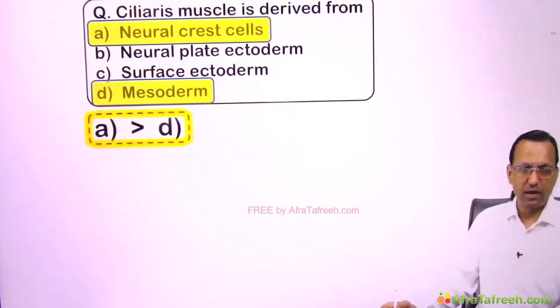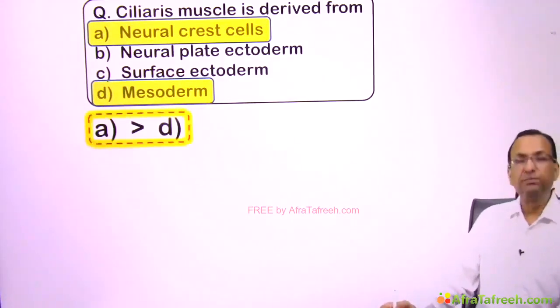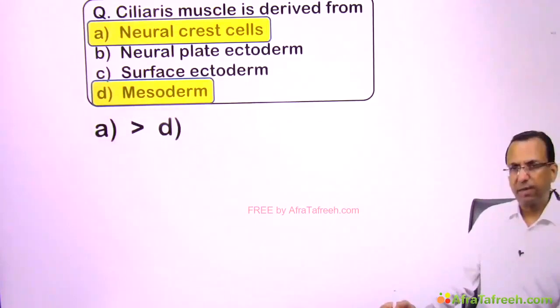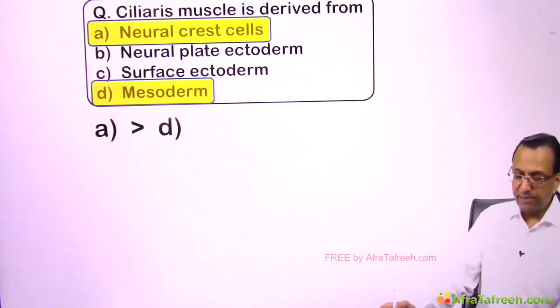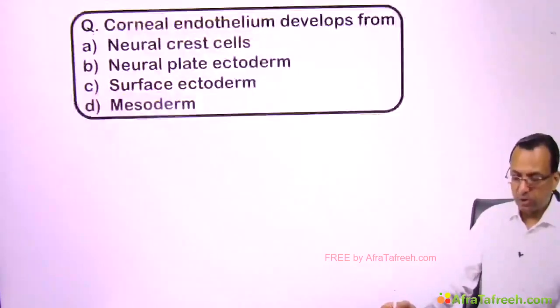Yes, but A is better than D. A is better than D. And also remember the 5 derivatives of the neural plate ectoderm and the 2 derivatives of surface ectoderm. What are the 5 derivatives then? What is the answer to this question?